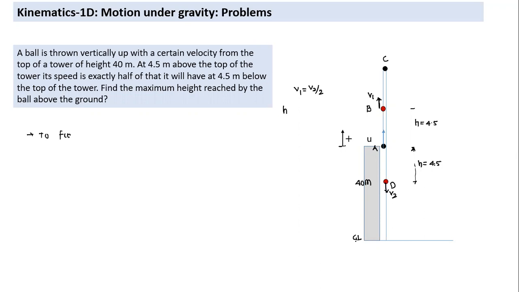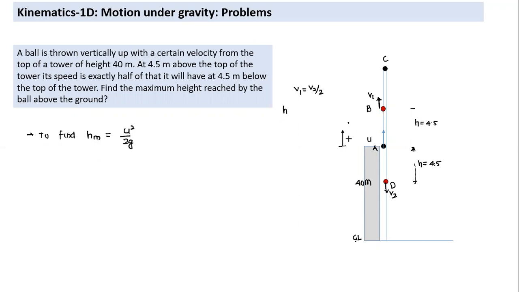Maximum height. If I assume this velocity to be u, maximum height h max is equal to u square by 2g. So I have to find the value of u square by 2g. To get the value of u square, I have to relate this velocity u in terms of this h value. Then only I can find it, h is a constant. How do I do that?